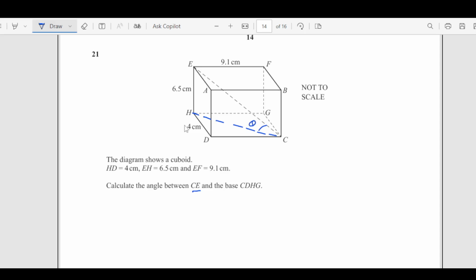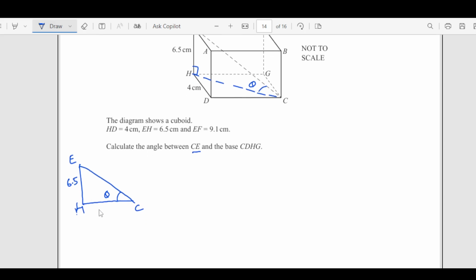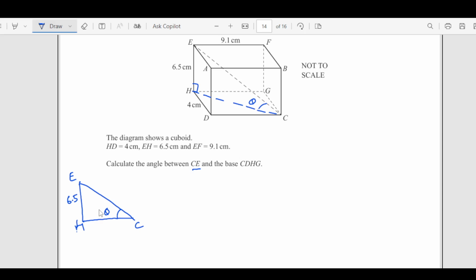theta, right? So for that, if you see, this is a right angle triangle here. So this right angle triangle I can draw over here. This is the angle theta that we need. This is E, H and C. For this we have this 6.5, right? So we can use SOHCAHTOA, but we don't have these two sides. So to find out these two sides, let's see what we can find out from here.